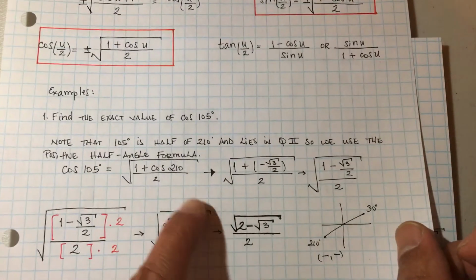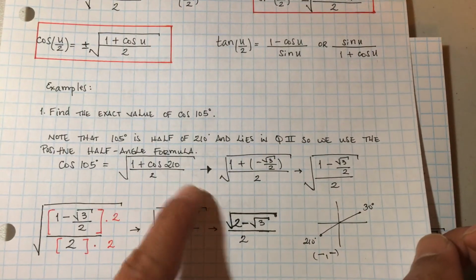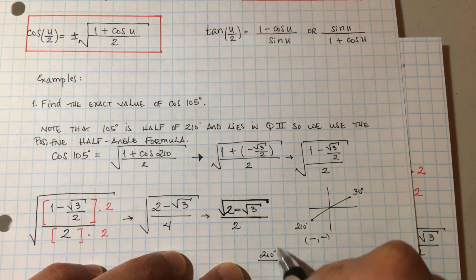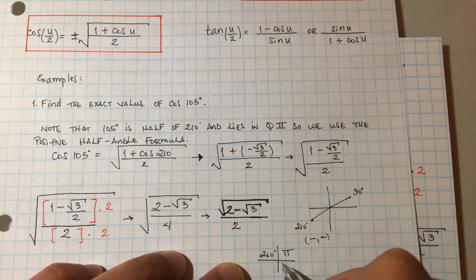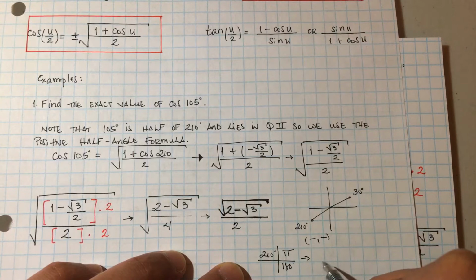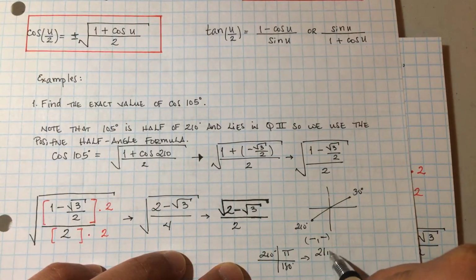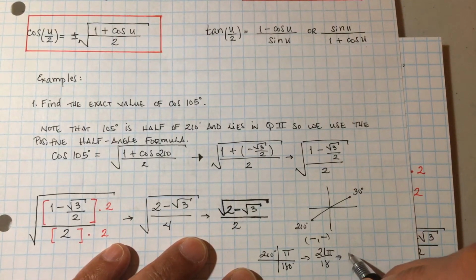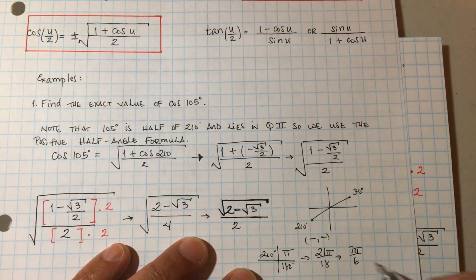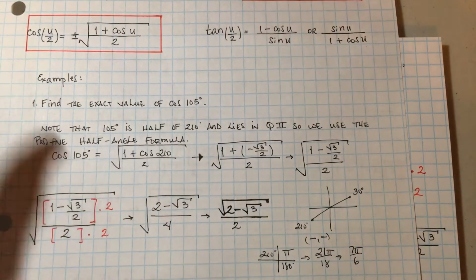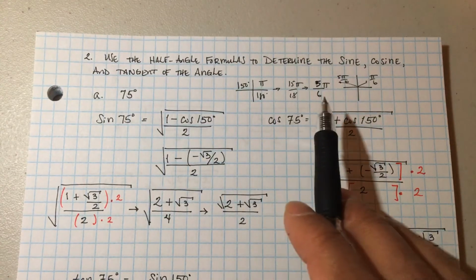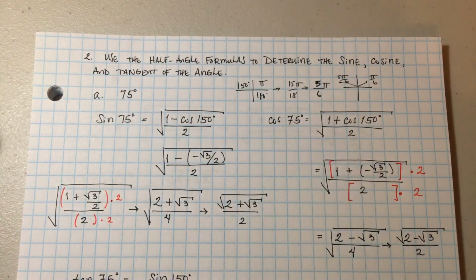because 210 is not 5 pi over 6. Let's figure out what that guy is. So 210 degrees, we have pi and then 180 degrees. That's going to give me 21 pi over 18. We're going to divide by 3, and we're going to end up with 7 pi over 6. So this guy, 210, is 7 pi over 6. My correction. And 150 is 5 pi over 6.